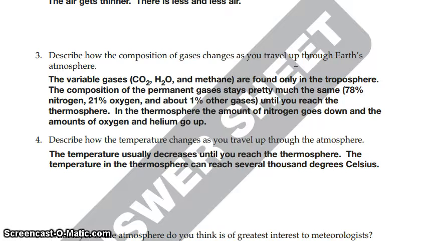The problem is the particles are very, very spread out. So even though it's a very, very high temperature reading, you would still freeze in the thermosphere. It's still extremely cold, but the particles move around very fast and have a very high energy. That's why they get a high temperature reading.